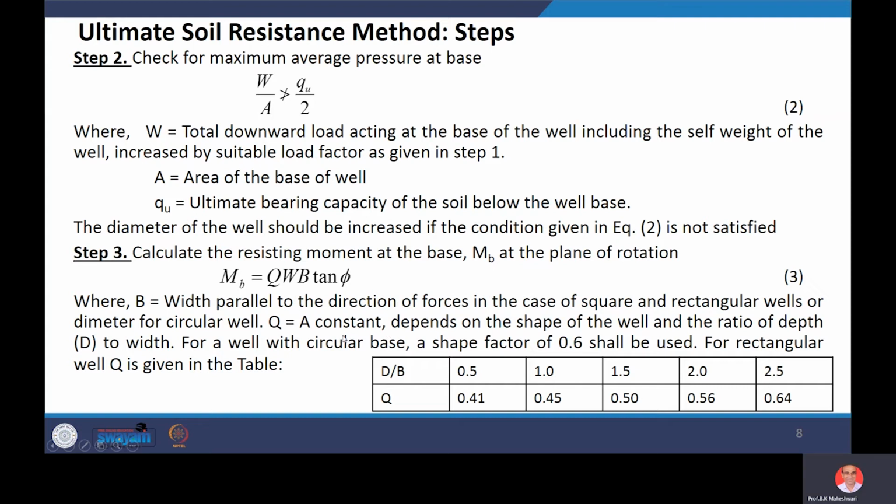Q is a constant which depends on the shape of the well and the ratio of the depth to width B. For a circular base, a shape factor of 0.6 shall be used, but for rectangular wells, Q depends on the D by B ratio, and this value of Q lies between 0.41 to 0.64, depending on D by B. Suppose D by B equals 1, then it will be 0.45. If D by B is increasing, then the value of Q is increasing, but the value of Q will always be less than 1. That needs to be understood. And phi is the angle of internal friction. So using equation 3, one can calculate the value of the resisting moment at the base.